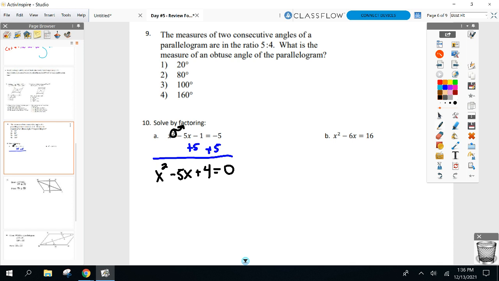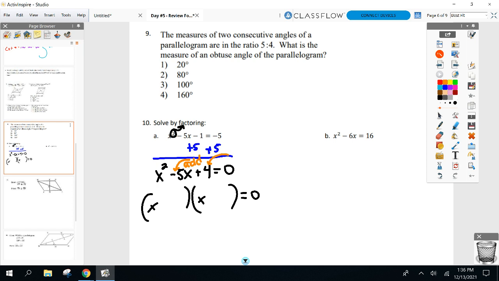We do this all year, and this is the only type of factoring I've asked of you this year. I get my 2 parentheses. I got x and x in the first 2 spots. Now it's up to you. What are you thinking about? Numbers that do what? Add to negative 5.